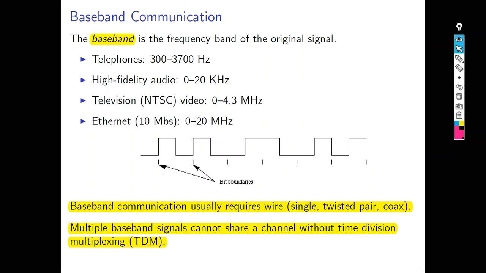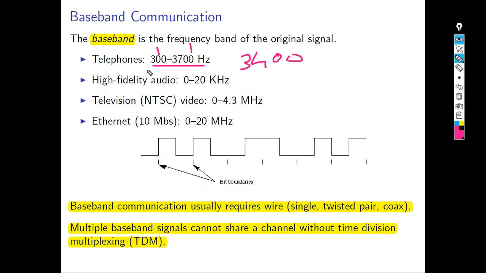So for example, in telephone lines, what's the bandwidth of the voice? From 300 hertz to 3,700 hertz. So what's the bandwidth here? How do you find the bandwidth? This number minus this number, because your signal is limited within this range. You just subtract them. So the bandwidth of your voice is 3,400 hertz or 3.4 kilohertz.